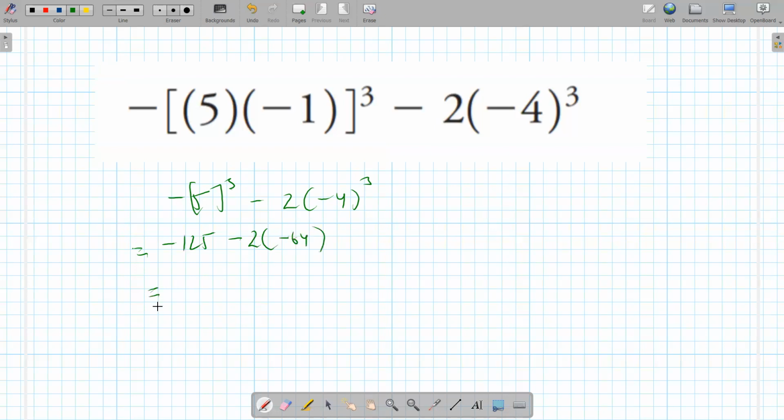And then what do we do? 2 times -64, which is -128. And then negative 125 minus negative 128 is 3. There we go.